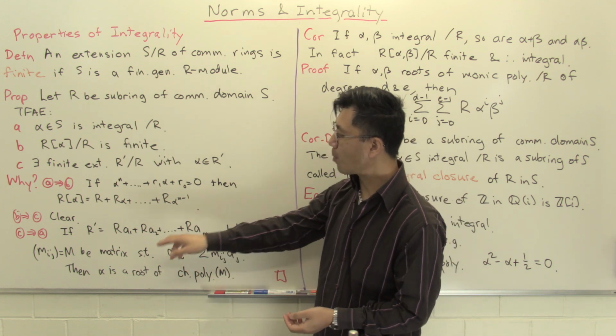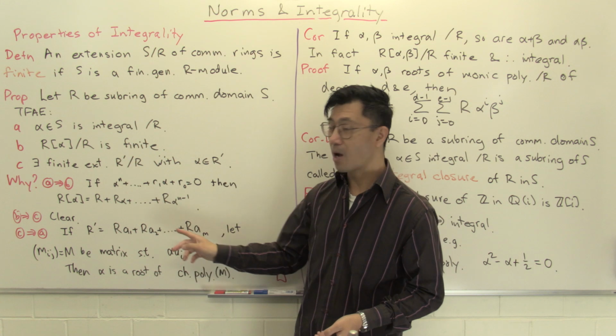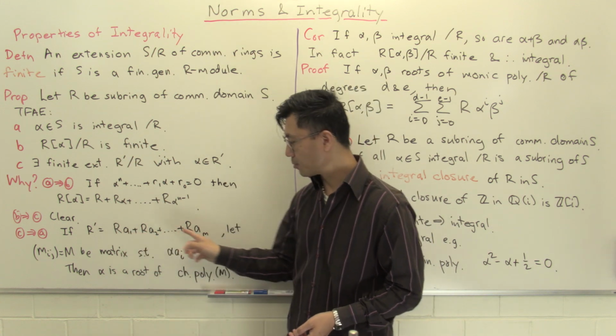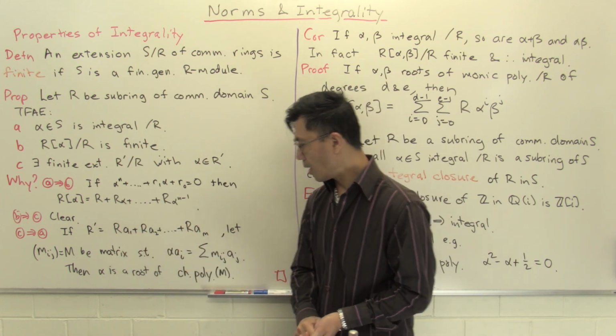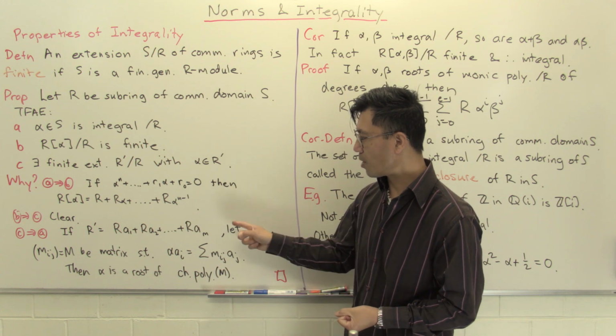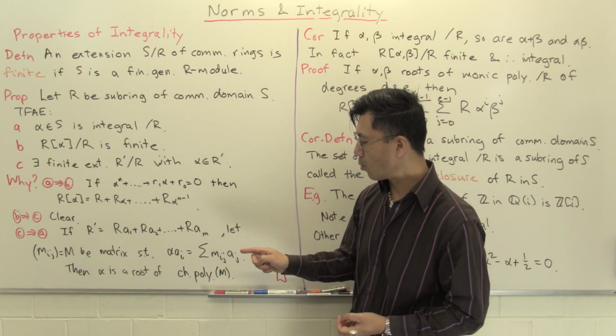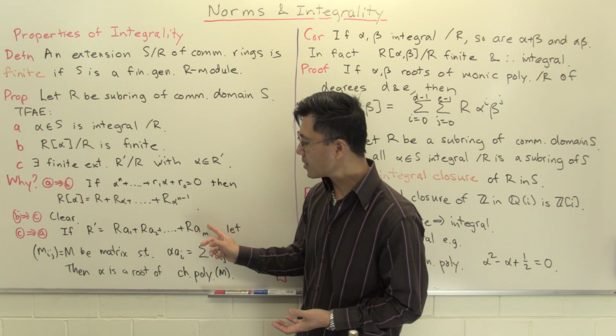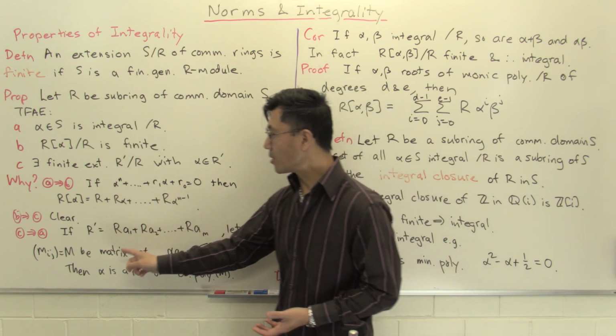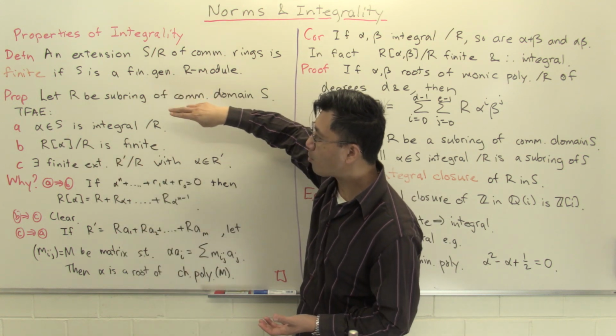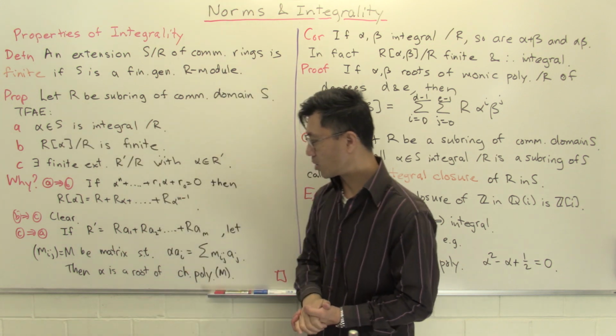And that's the following. Suppose R prime is generated by a finite number of elements, say a1 up to am. Since it's generated by a finite number of elements like this, what we need to do is find some monic polynomial that alpha satisfies. So where's that going to come from?